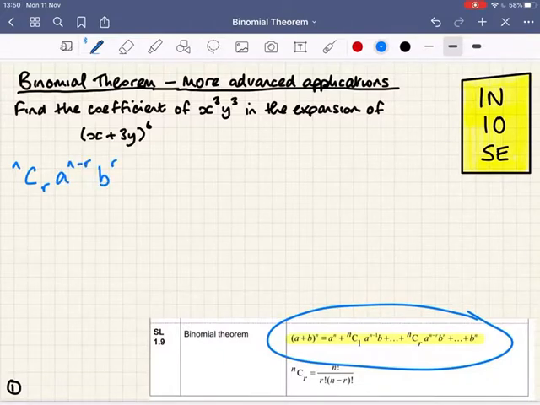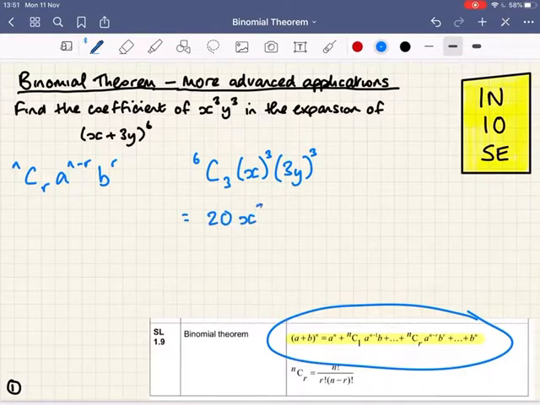So in this case, we're going to want the case where our n minus r and our r are both 3. So we're going to be looking at 6, because that's our value of n, C 3, x to the power of 3, and then 3y also to the power of 3. That would give us a coefficient at the end of x cubed and y cubed. And then this is just a case of working that out on our calculator. So 6C3 is 20, 20x cubed, 3 cubed is 27, 27y cubed. Multiply all that together and we get 540 x cubed y cubed.